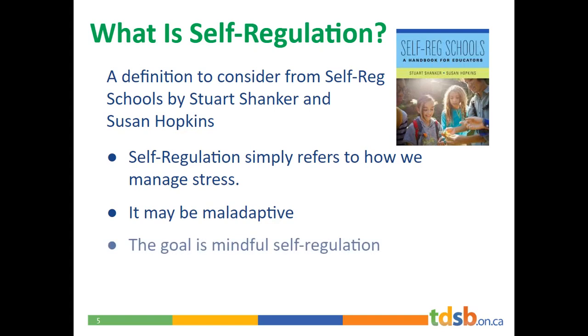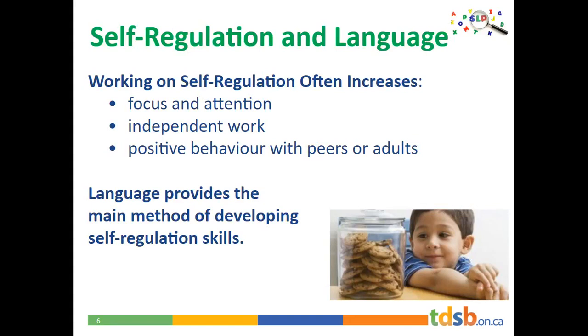What we want to see is mindful or planned self-regulation. This means learning to recognize and respond to all different types of stress without upsetting others as much as possible. The research tells us that working on developing self-regulation skills often improves focus and attention, independent work, and positive behavior with peers or adults. So self-regulation helps children thrive, which is what we all want to see. So let's think, how do we help students with self-regulation skills?